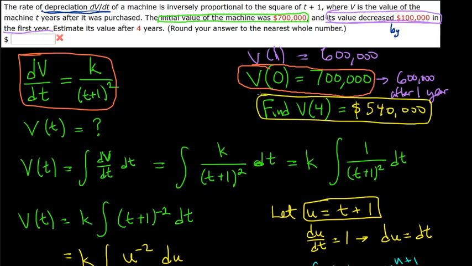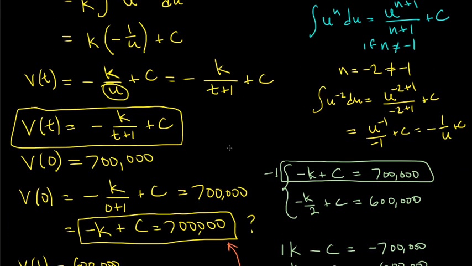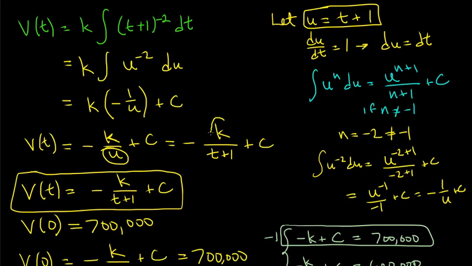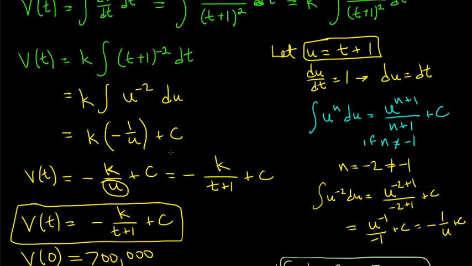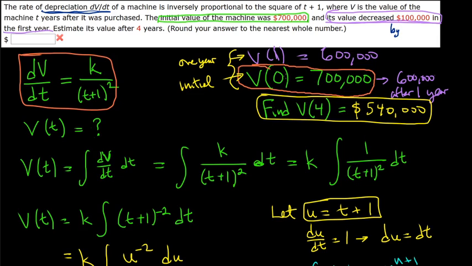Again, not an easy one. It's one where you have to read the problem carefully and use all the information given. In fact, we needed 2 pieces of information: the initial value, the value after 0 years, and then the value after 1 year. The reason we needed both of those values is because there are 2 constants: the constant of proportionality, k, and the constant of integration, c. Because there are 2 constants, we needed 2 pieces of information to find both c and k.